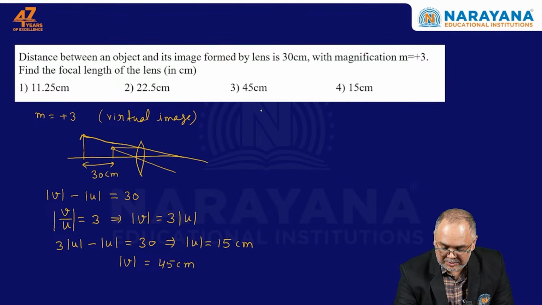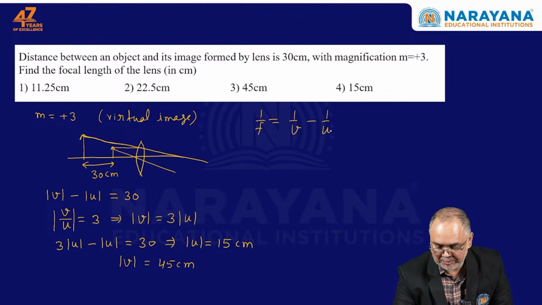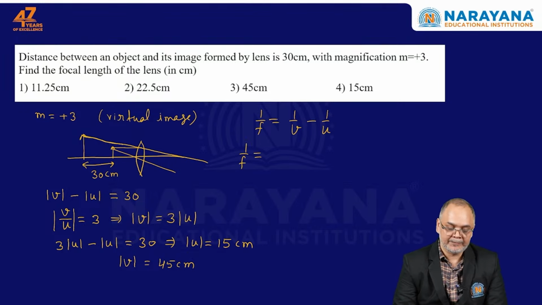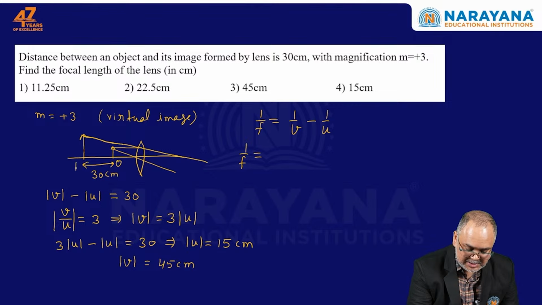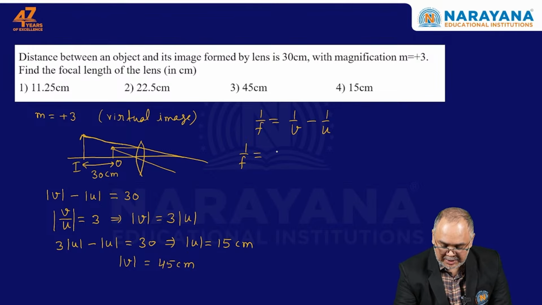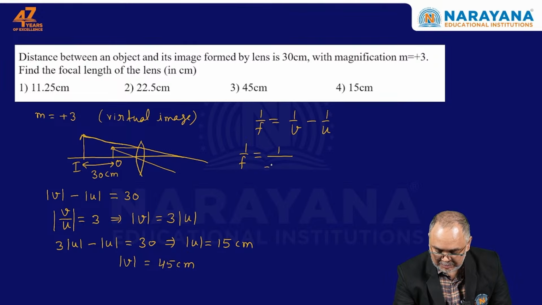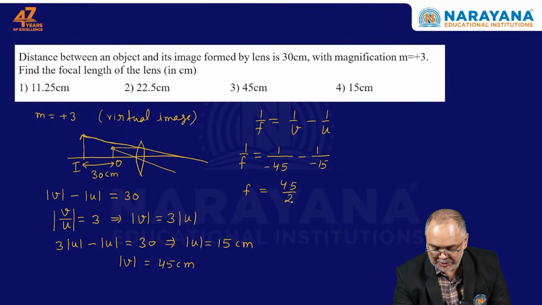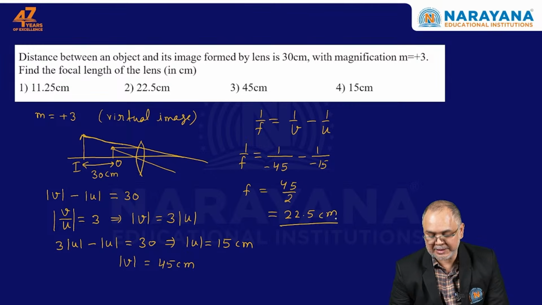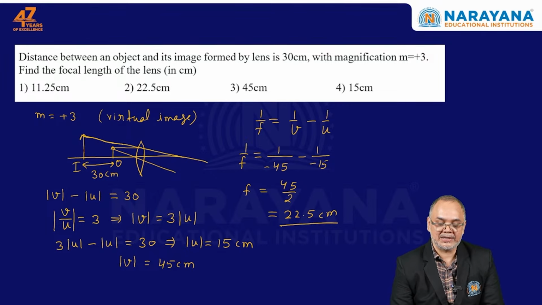Now we can find the focal length. We can write 1 by F is equal to 1 by V minus 1 by U, and here we will put the values with sign. Both U and V are negative. This is the object and this is the image. So here I can write 1 by minus 45, value of V, minus of 1 by minus 15. If you solve this one, you will get F equal to 45 by 2. So that is 22.5 centimeter. That is the focal length of the lens.